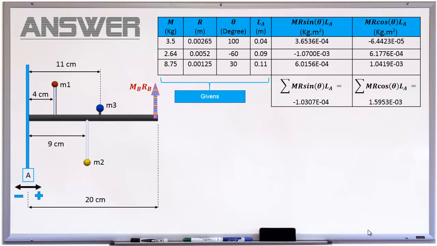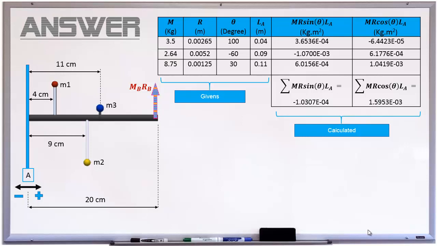Now, all we have to do here is to calculate these two columns, m r sine theta L_A and m r cosine theta L_A, where their summation represents the resultant moment at the YZ and XZ planes respectively. Note that everything here is divided by omega squared because it will cancel out later on. So, to add a balance mass at B, it should result in a moment that has the same magnitude as the resultant, but opposite in direction.